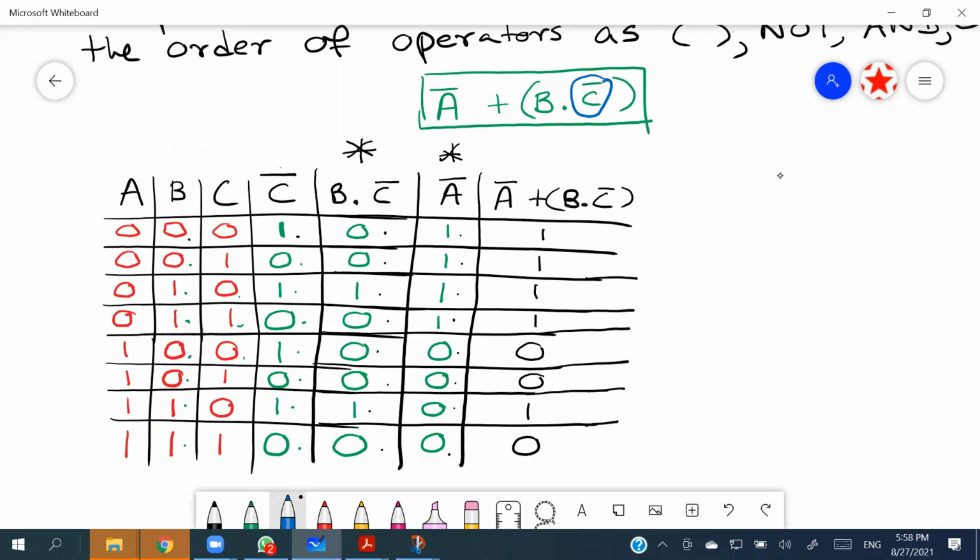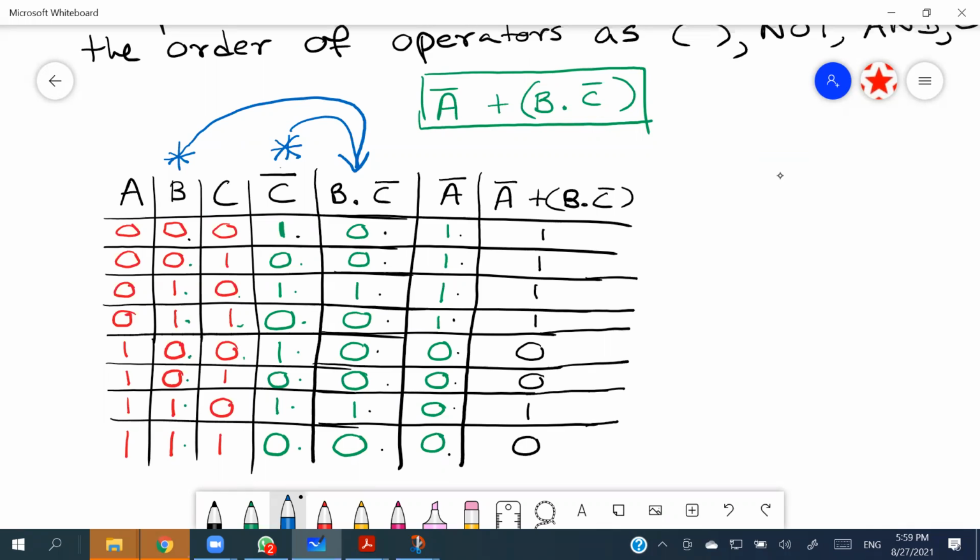So once the C bar is done, we are going to consider B dot C bar, the entire bracket, right? To take B dot C bar, what we have done is we have considered the column B and the column C bar, right? Using those two, we got the output by multiplying the corresponding values on those columns, right? So as it goes, this output is generated.